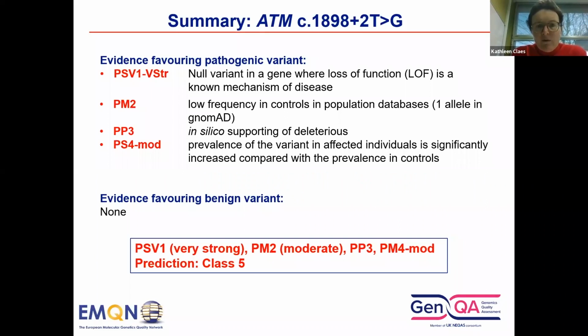PM2, it has a low frequency in controls in population databases, so it's only one allele in gnomAD. All the splice prediction programs support a deleterious effect, and it's much more frequent in affected individuals, both AT patients as well as breast cancer patients, compared to the prevalence in controls like in gnomAD. So based on these characteristics, I would classify it as a class 5.